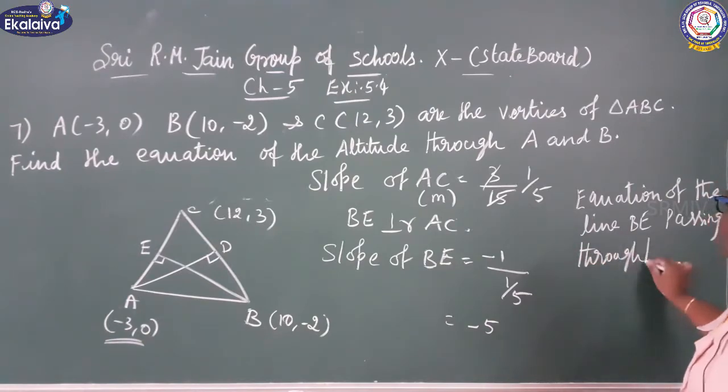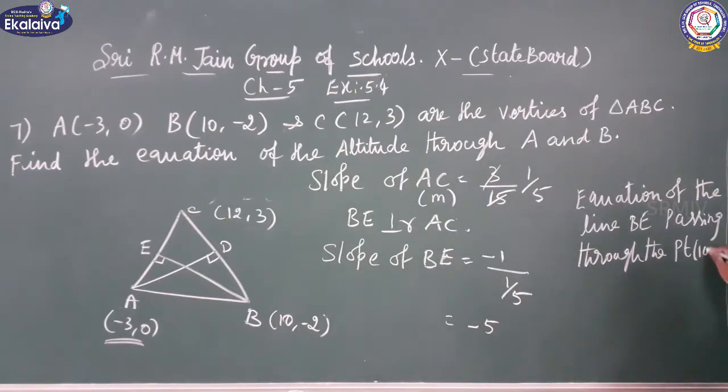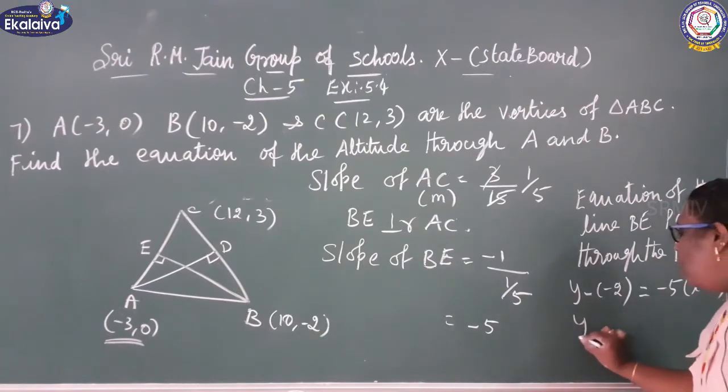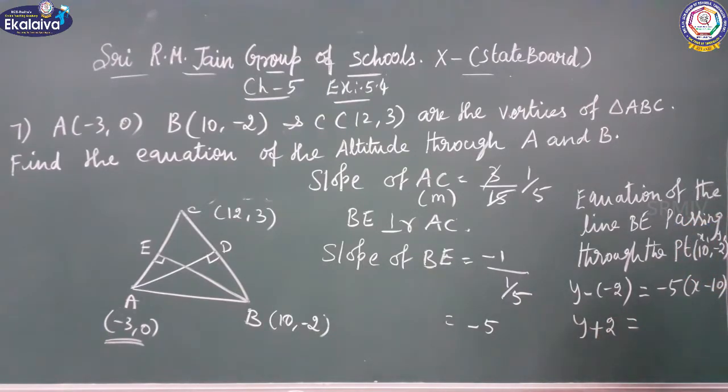Passing through the point. What is the point? 10 comma minus 2. What is the equation? When one slope and point is given, y minus y1 equals m into x minus x1. So this is x1 and this is y1. y1 value is minus 2, perpendicular slope is minus 5, x minus x1 is 10. So y plus 2 equals minus 5x plus 50.